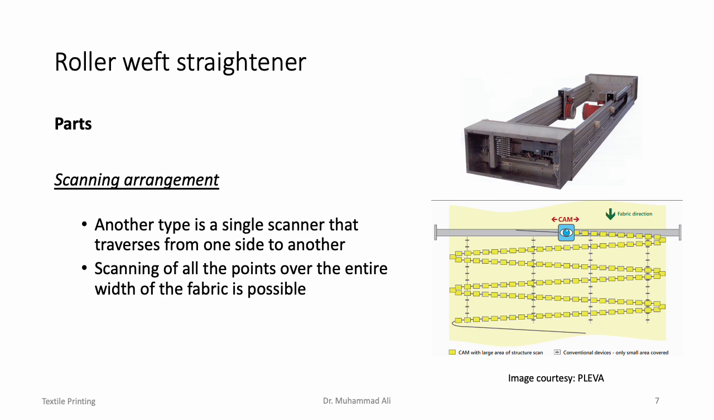This image will further clarify this point. So the single camera is over here, and as you can see in the image, while the fabric is being passed through the weft straightener, this camera is constantly traversing from one side to the other. So the yellow points that you see are all the different scanning points. So the entire width of the fabric is scanned. Or in other words, every single point over the entire width of the fabric is scanned if the sensor is traversing constantly from one side to another.